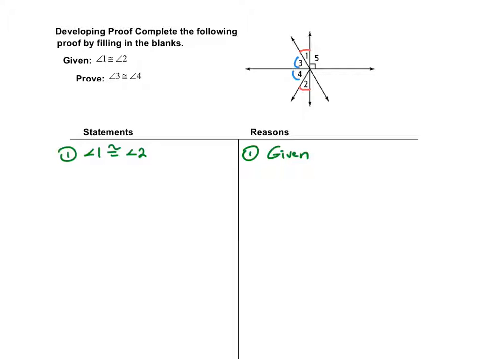I know that this whole angle, right, if I add the measure of angle 1 plus the measure of angle 3 plus the measure of angle 5, that equals 180. And I know that because I'm adding angles, so the angle addition postulate.